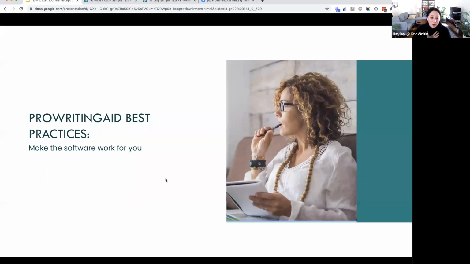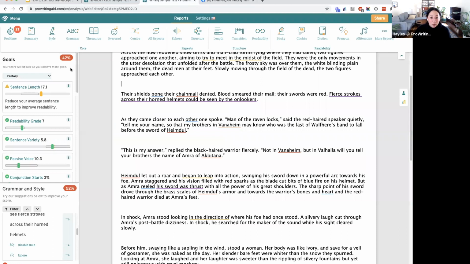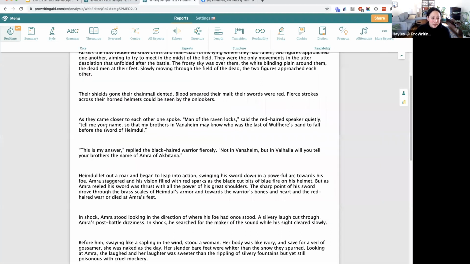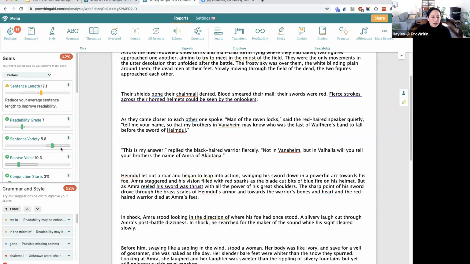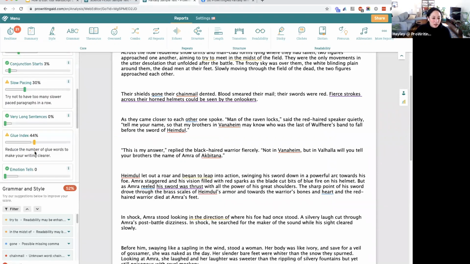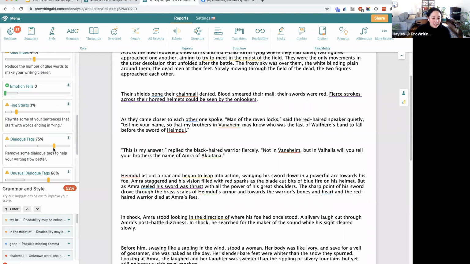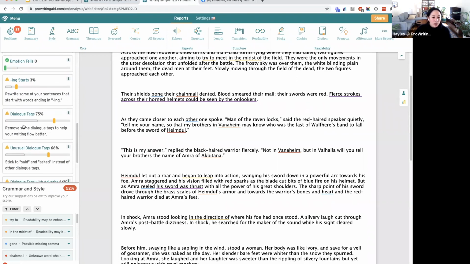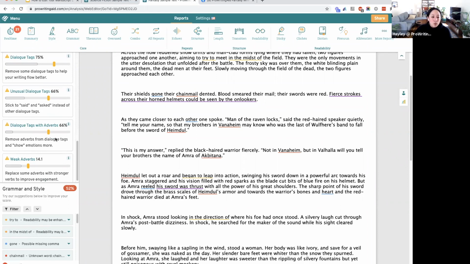I have my own ways of using it. When I write in ProWritingAid, I turn my real-time checker off until I'm ready to edit. So I don't get any edits until I'm ready to edit. Then I go through my real-time checker. Then I look at all my goals and I say, okay, my sticky words are a little high, my dialogue tags need work, my ing starts need work, and then I zero in on those one at a time.